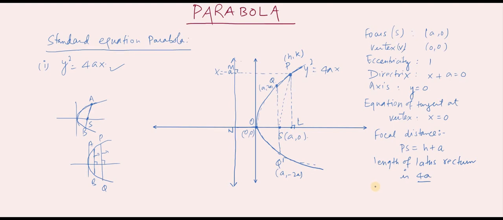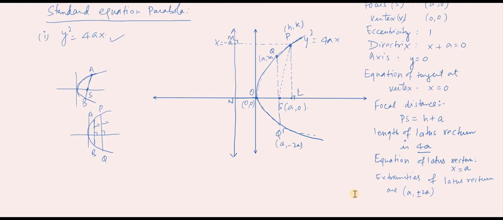Next thing we can write down is the equation of latus rectum. Latus rectum means a double ordinate passing through the focus. And the equation of latus rectum is x is equal to a. Now let us write down the extremities we just found, I mean the coordinates of Q and Q': (a, 2a) and (a, -2a).